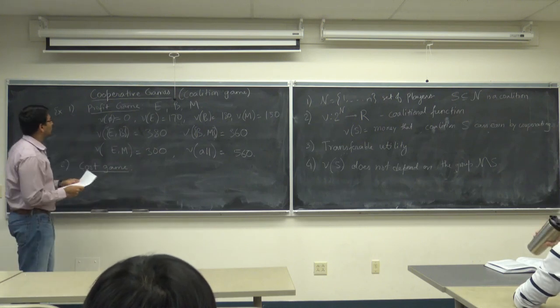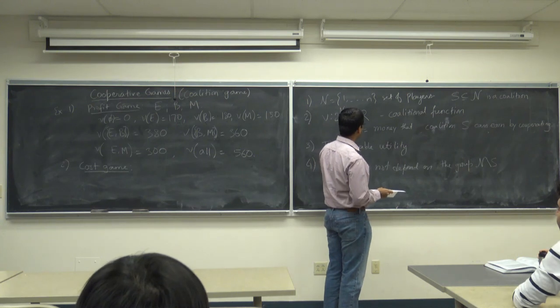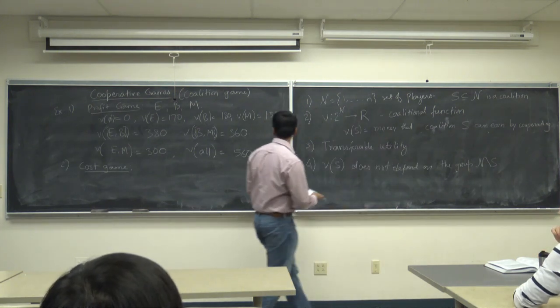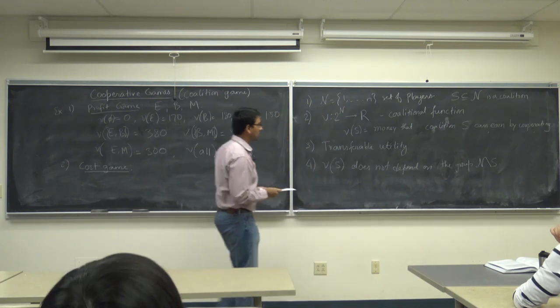Okay, now there is number two, which is a cost game. So in a profit game, V of S is the profit, but when I say a cost game, you should just assume that that's negative of V of S.